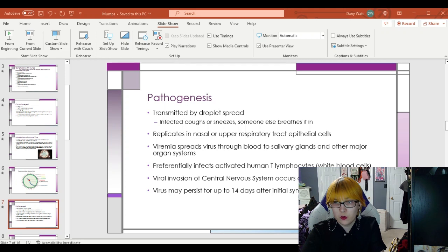It tends to affect activated white blood cells, so as your immune response is trying to get rid of it, it's actually attacking those immune cells back. And then it will invade your central nervous system, and it can last for up to 14 days after your first symptoms.